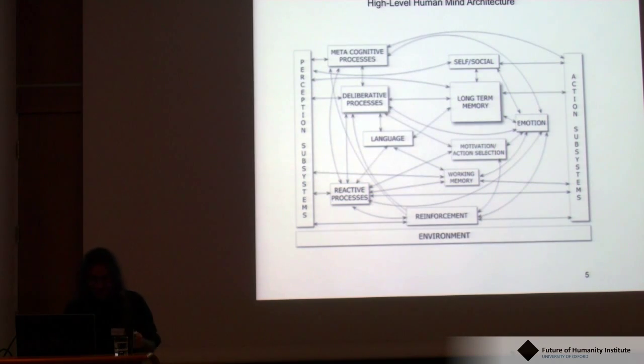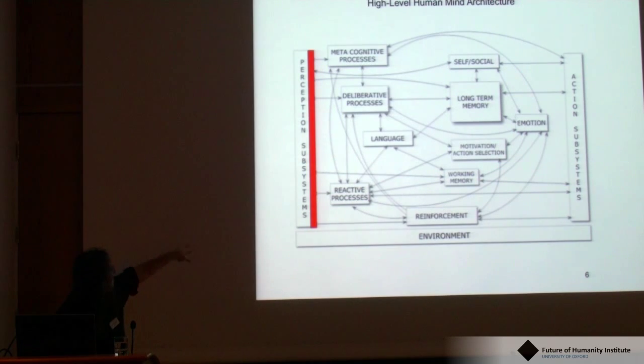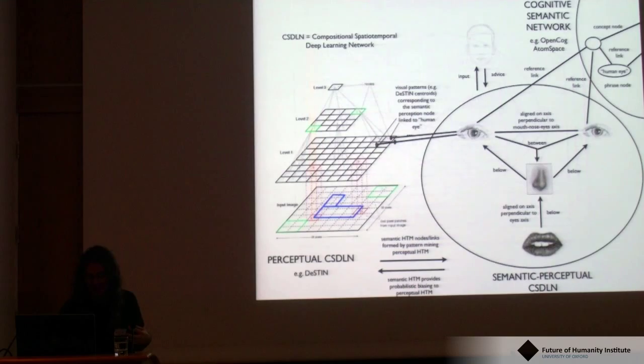In terms of the high-level architecture of the mind, this is a very crude diagram that's borrowed from Aaron Sloman's CogAff meta-architecture, which is in essence just textbook cognitive psychology. In terms of this kind of architecture, what I'm talking about here is at the interface between perception subsystems and then a whole bunch of other stuff in the mind: working memory, long-term memory, reaction, deliberation, metacognition, and so forth. Here is a somewhat less crude view of what we're talking about.